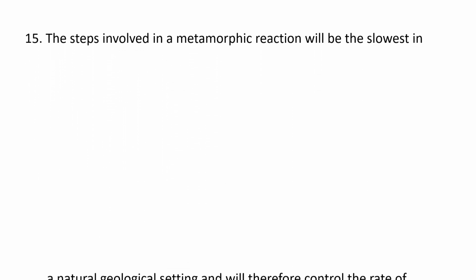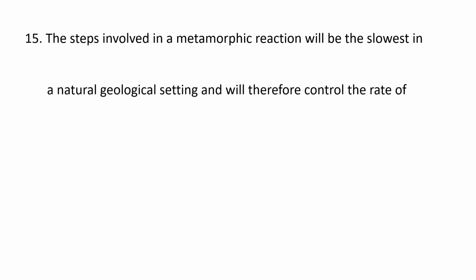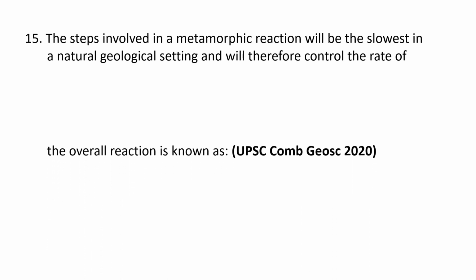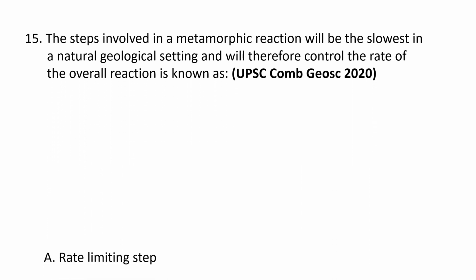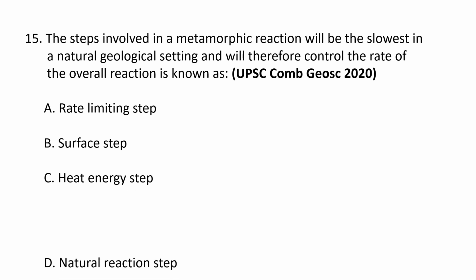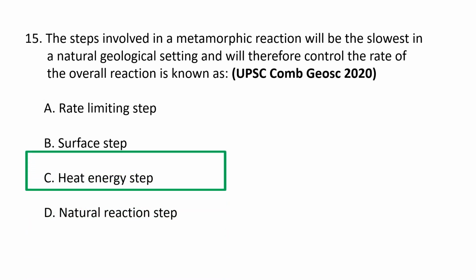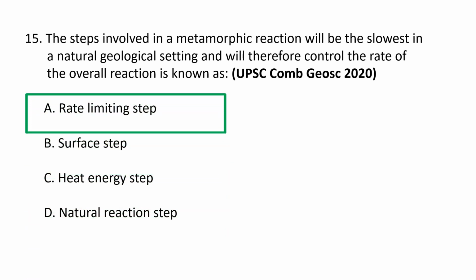The step involved in a metamorphic reaction that will be the slowest in a natural geological setting and will therefore control the rate of the overall reaction is known as A. Rate limiting step, B. Surface step, C. Heat energy step, and D. Natural reaction step. So the step involved in a metamorphic reaction that will be the slowest during a natural geological heating, and therefore it controls the rate of overall reaction, is also known as a rate limiting step. A is the correct answer.